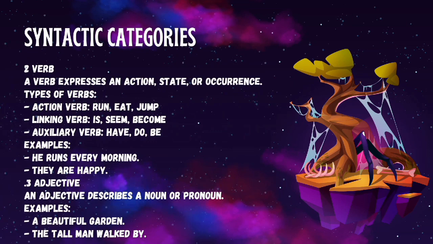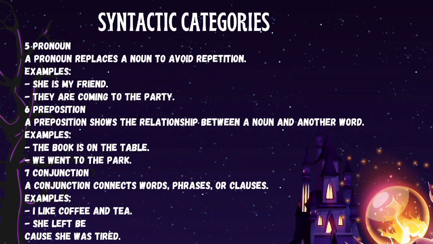They are happy. 3. Adjective. An adjective describes a noun or pronoun. Examples: A beautiful garden. The tall man walked by. 5. Pronoun. A pronoun replaces a noun to avoid repetition. Examples: She is my friend. They are coming to the party.